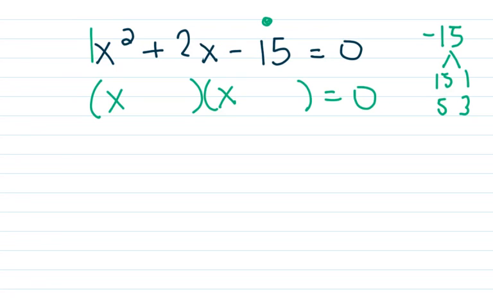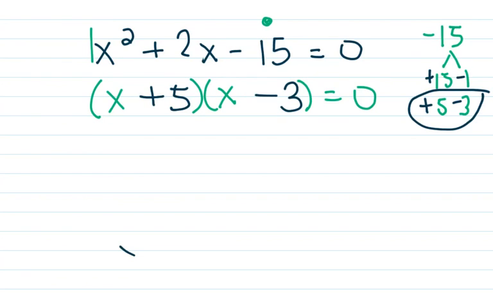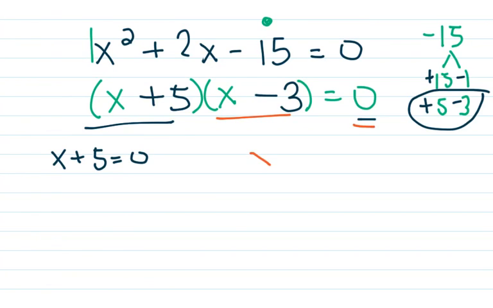5 and 3, since the middle number is positive, the big number would be positive. Big number positive, little number negative. So 5 and negative 3 can add up to be positive 2. So we would fill in plus 5 and subtract 3. And then make each factor equal to 0. So x plus 5 equals 0, or x minus 3 equals 0.